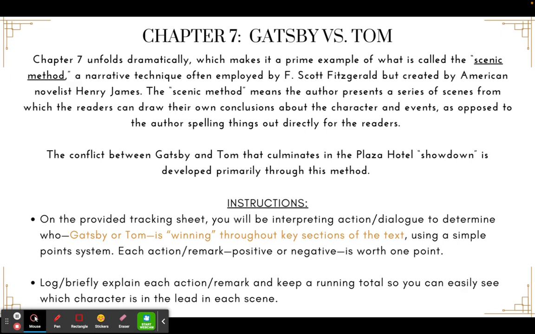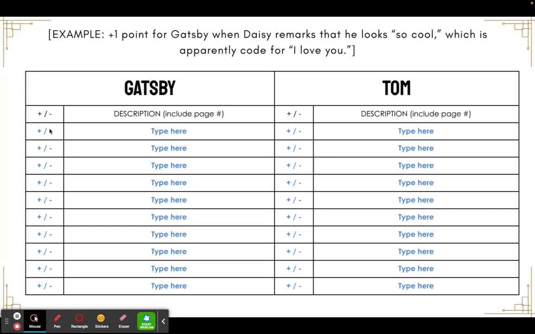So what you're going to be doing as we read, or you could choose to also do this as we're watching the movie, on the provided tracking sheet, which will be the next slide, you're going to be interpreting the action and the dialogue to determine who is winning this kind of argument. Is it Gatsby or Tom? Using a plus sign or a negative sign. So you'll put a plus sign, negative sign, and then something that they did.